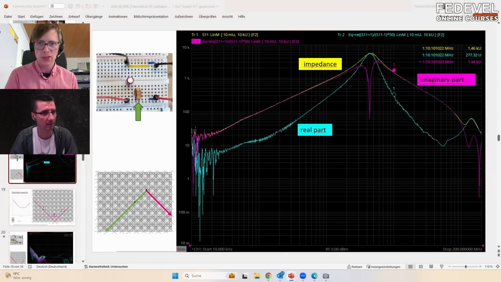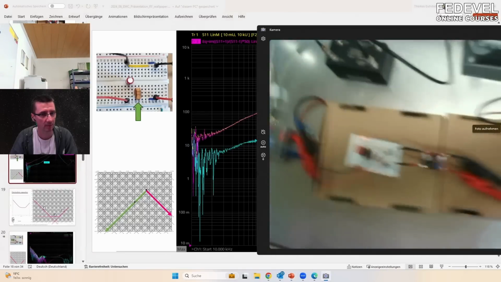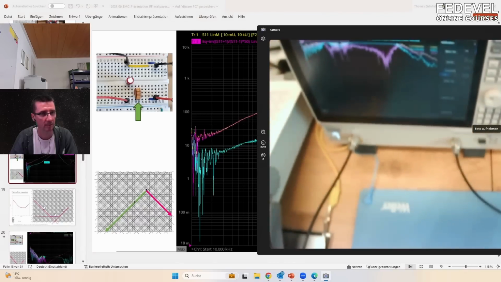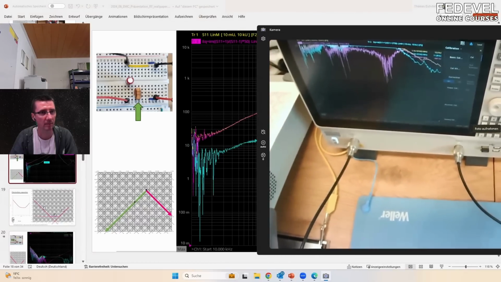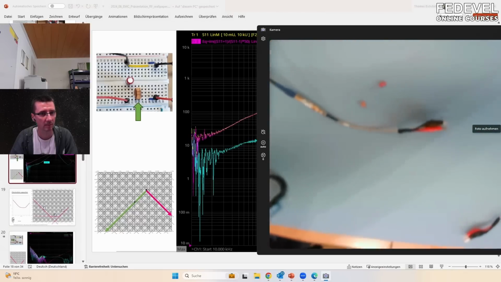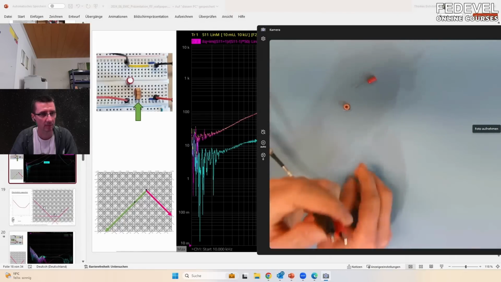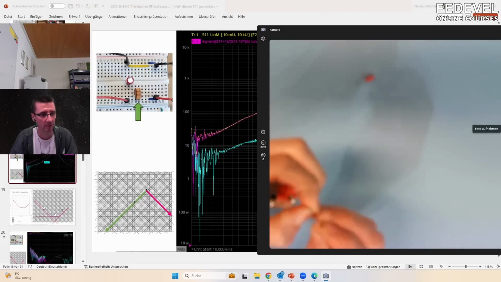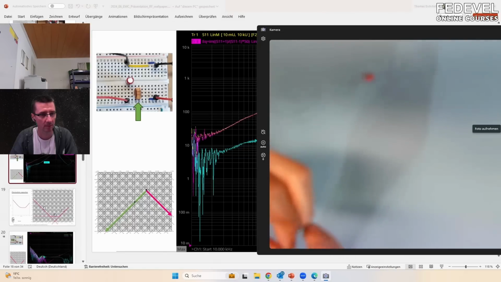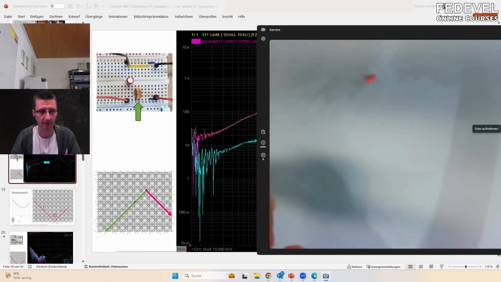Then I switch back to my camera. So, and I changed the place a little bit. So here I have this network analyzer. You calibrate it to these tips here. And then it's quite simple. You connect a component. So basically, it's always good to measure real components.